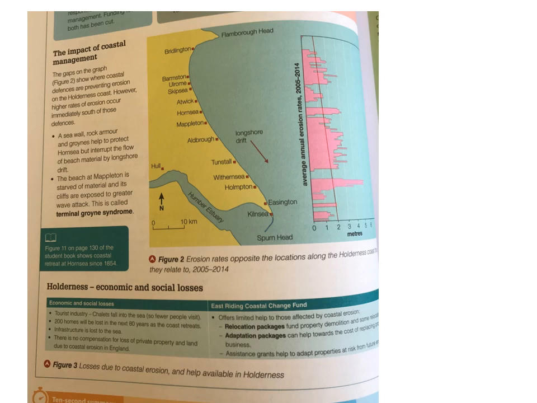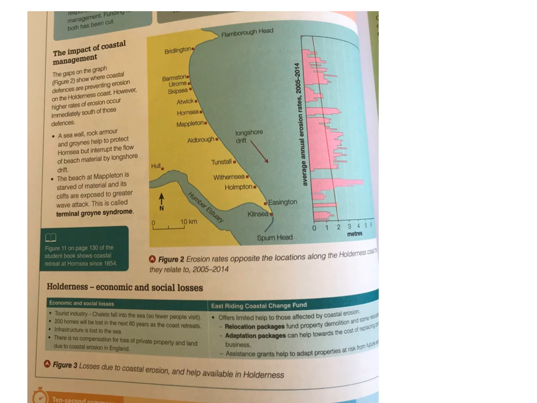Hornsey is the one I just read about. So again, there's lots of caravan sites, a big sort of tourist destination. Mappleton's the village that really suffered when Hornsey built all of its sea defences. So then in 1991, Mappleton built sea defences for itself.